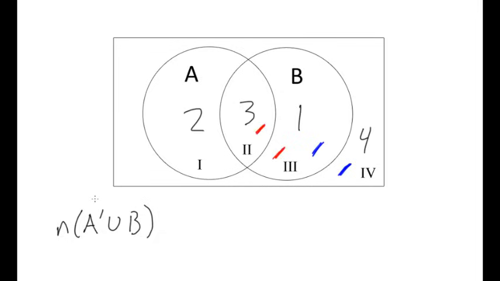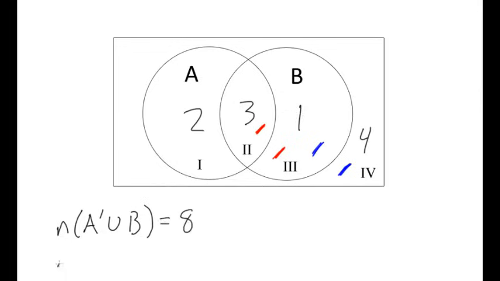Now if you recall, the union means the things that are either in A complement or the things that are in B. So that means anything we marked at all. And so we can just add those numbers together. So 3 and 1 and 4, that gives us 8 elements.